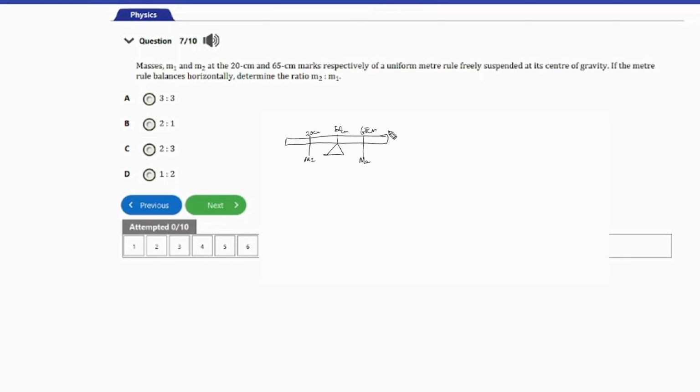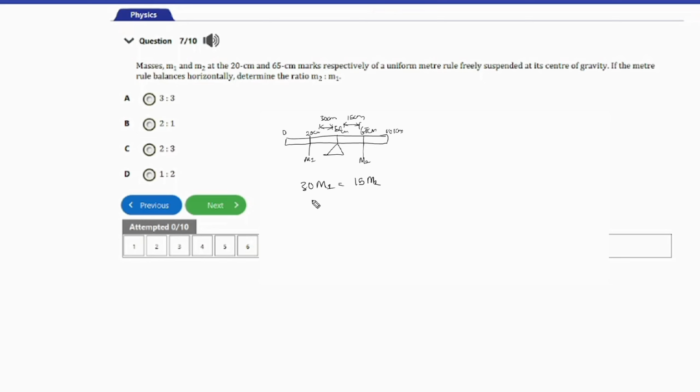So now if this meter rule balances at 50, then it means the distance of M1 from this center is 50 minus 20, and that's 30 cm. So M1 is 30 cm away from the center, whereas M2 is 15 cm away from the center. That's 65 minus 50, that's 15 cm. So it means that 30 times M1 will be equal to 15 times M2. That's 30 M1 will be equal to 15 M2.